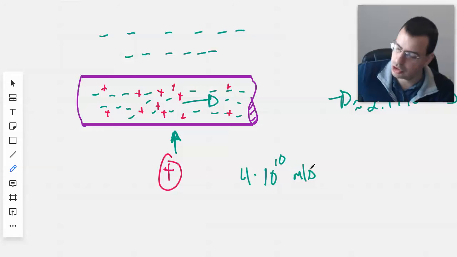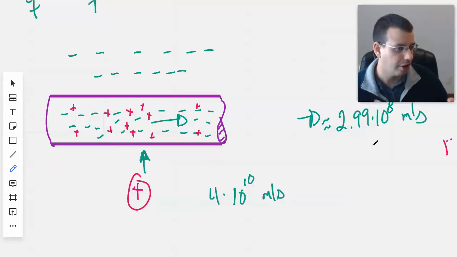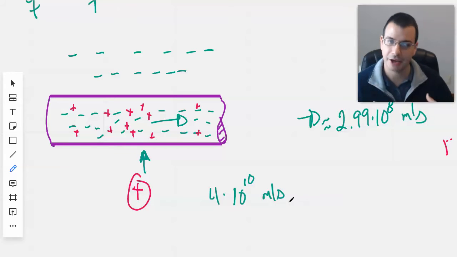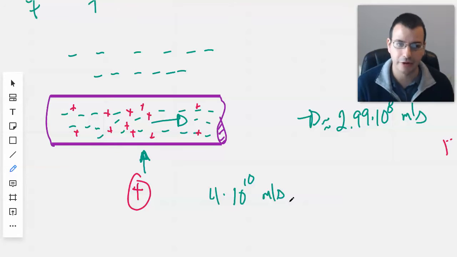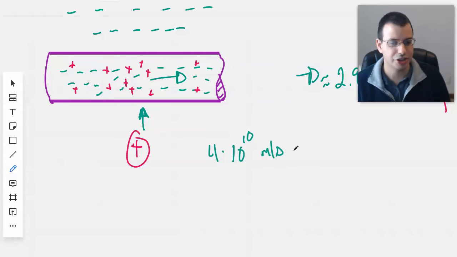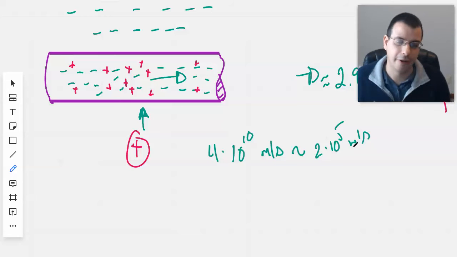probably not. No, because 2.99 times 10 to the 8th, or almost 3 times 10 to the 8th meters per second, is the speed of light. You can't go faster than the speed of light. Therefore, that's probably the wrong answer. And you probably forgot a square root somewhere, and maybe it's 2 times 10 to the 5th. And you just kind of wing it, and sometimes you're right.